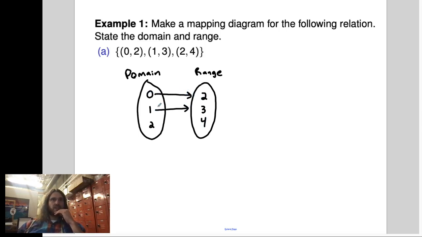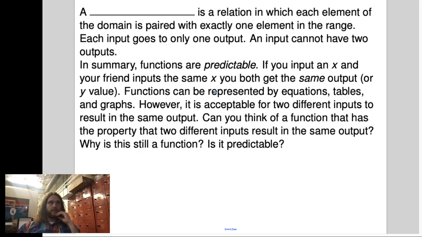0 is connected to 2. 1 is connected to 3. 2 is connected to 4, right? These things are linked because they are ordered pairs. Now, the reason we do a mapping is when things get interesting is when elements of the domain or elements of the range are reused, or one of those elements is present in 2 different points or 2 different ordered pairs. Okay, so here we have our domain 0, 1, and 2, and our range 2, 3, and 4.